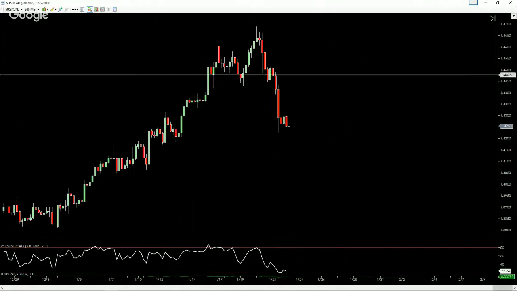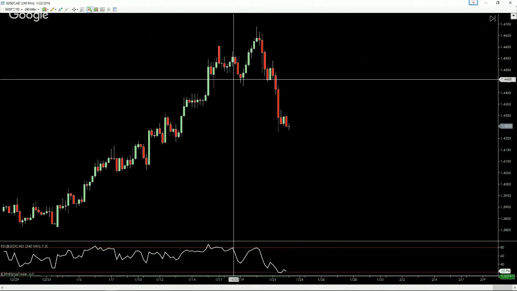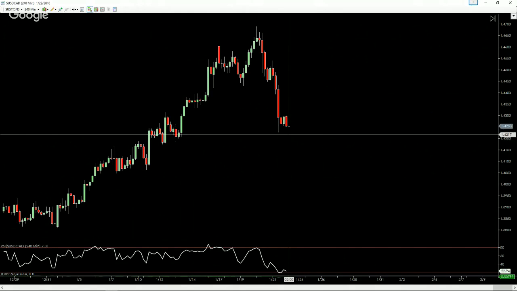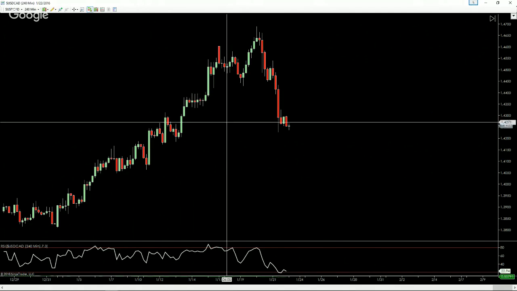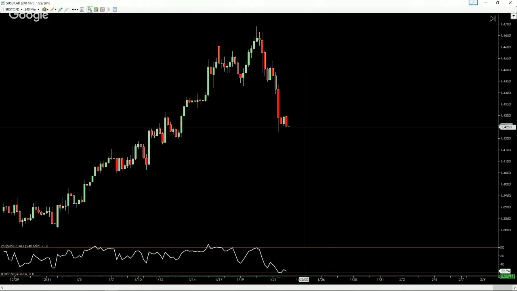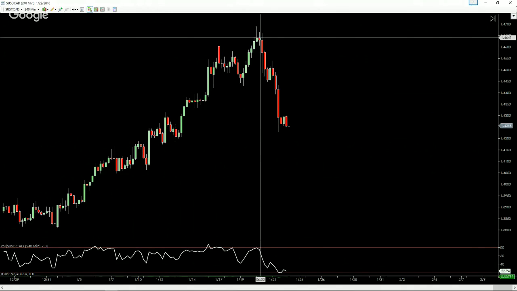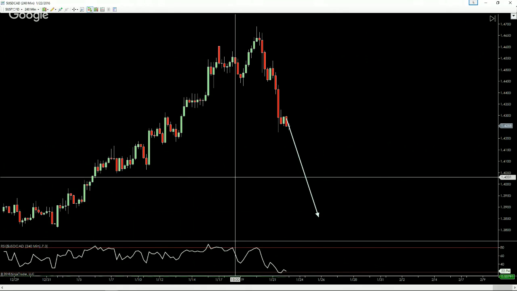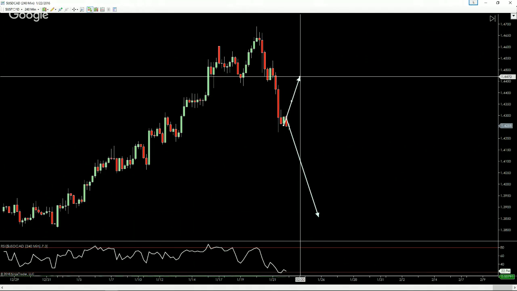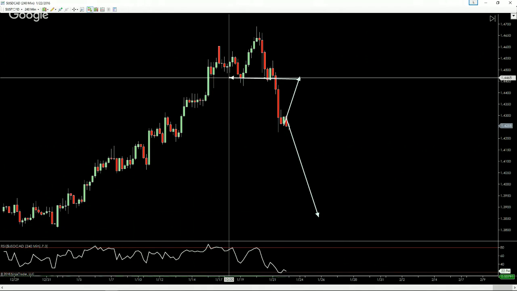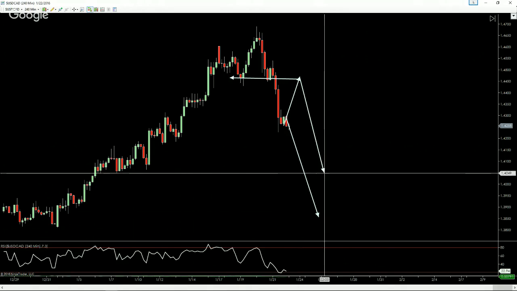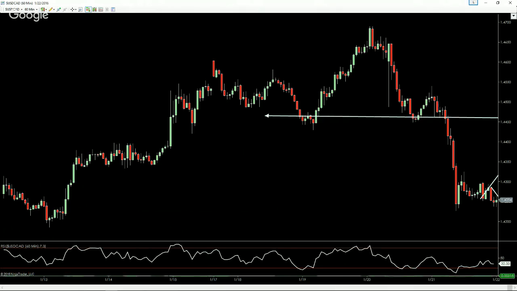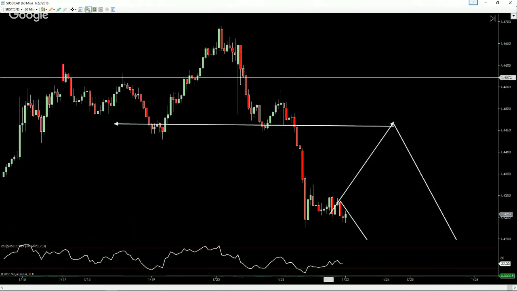All right, the 4-hour, we do have a break of that structure level. We did get a lower low, lower close, meaning that we could be looking at a shift in trend. What could happen with that shift in trend is that it could very much continue to just go down, or price could retrace back to this previous level of structure and then continue to go down. Now let's go to our 60-minute chart to see any trading opportunities.